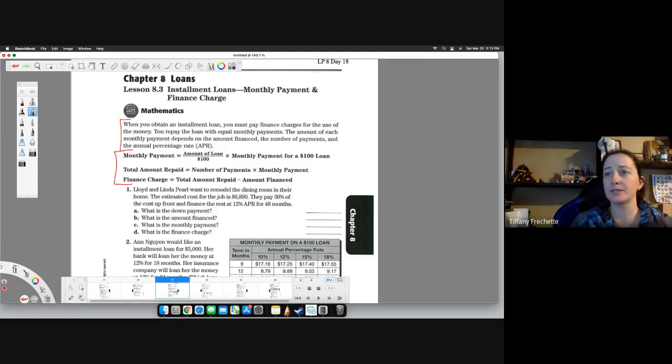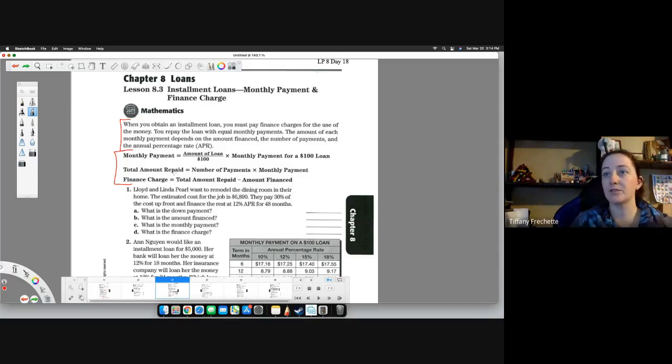Monthly payment equals the amount of the loan divided by 100 times the monthly payment for a $100 loan. The reason they're doing it this way, they say it kind of funny, is because there's actually this table here that will help us. If it's a $100 loan at this percentage and there's 6 months in the term, then it's $17.60 that you're going to be paying for that $100 loan for each month. And so that's why we're dividing by $100. We're figuring out the loan that we take out, how many $100 are there in there, so that we can just multiply by this number. It's a kind of a quick way to convert it.